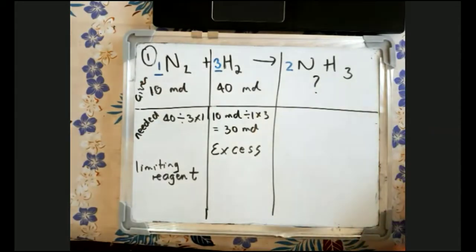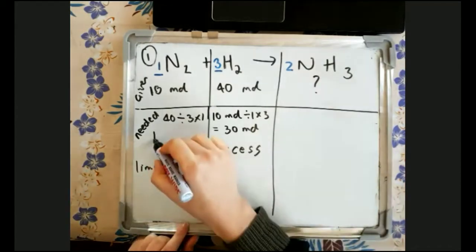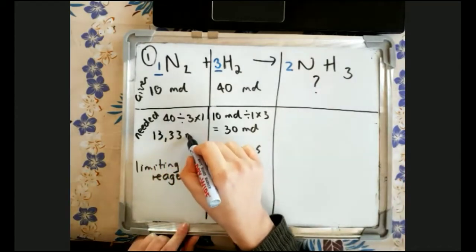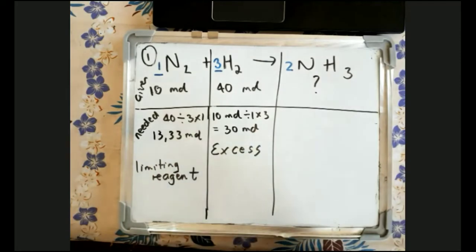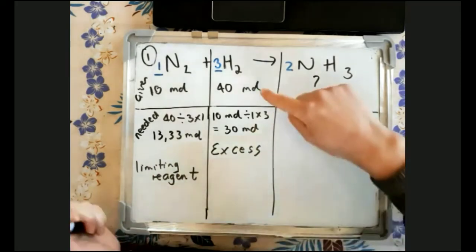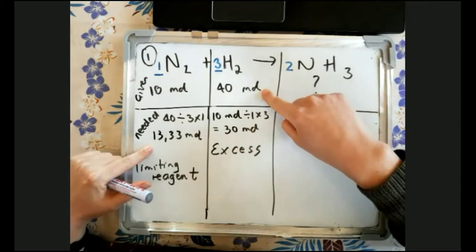So 40 divided by the 3 gives me 13.33. I'm just going to round off to 2 decimal places. Mole of the N2. Now let's compare that as well. If I said, okay, I have 40 moles here, how many moles do I need of the N2?